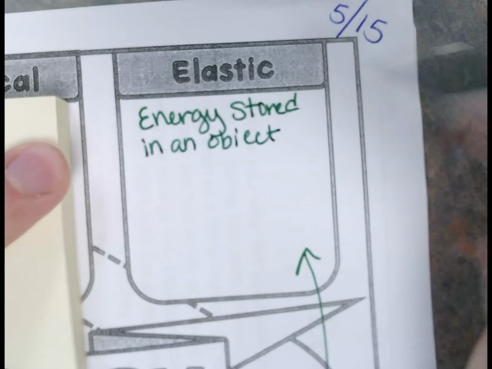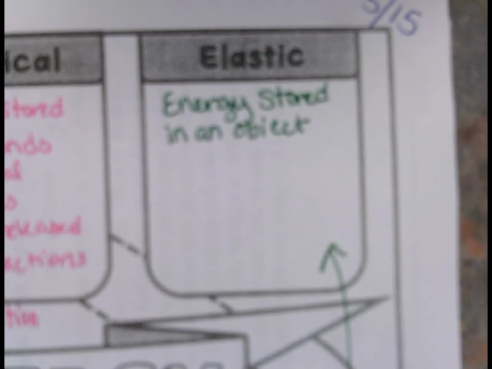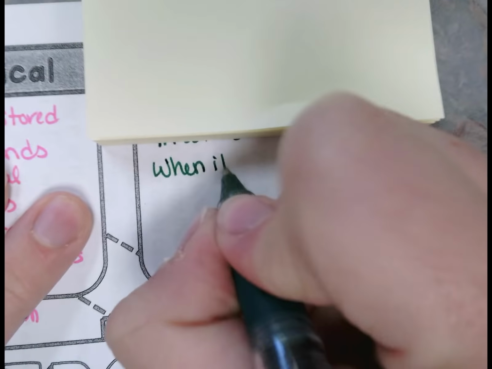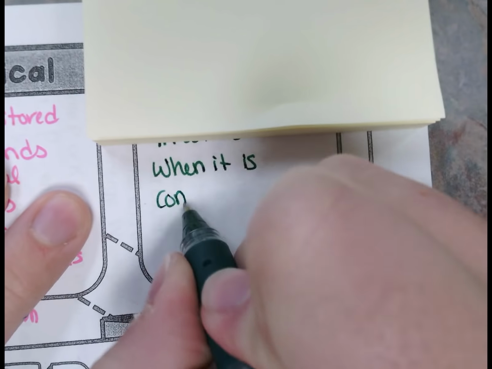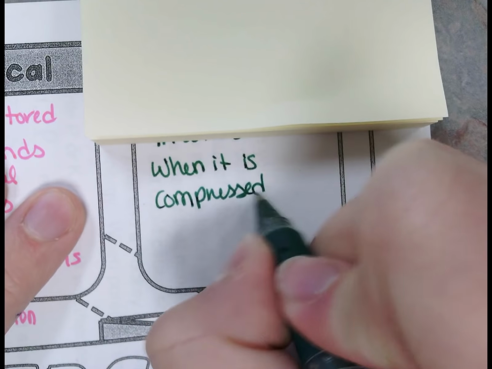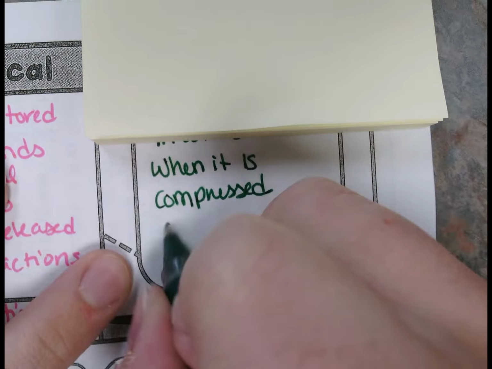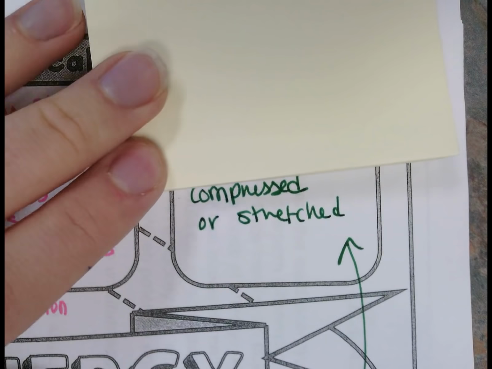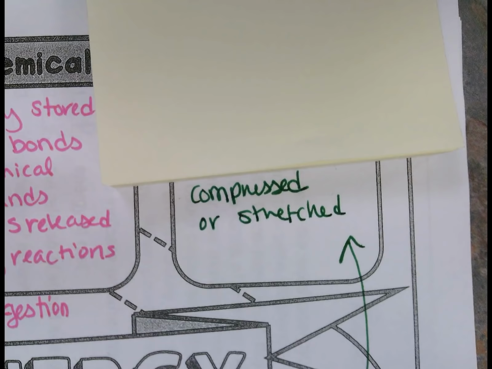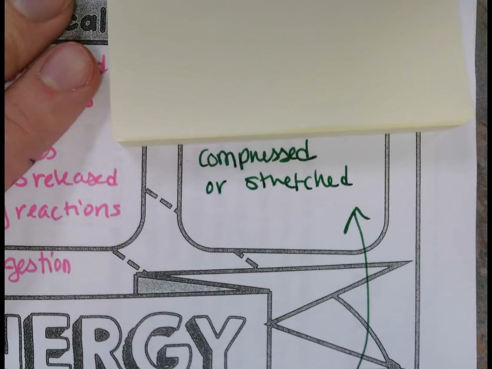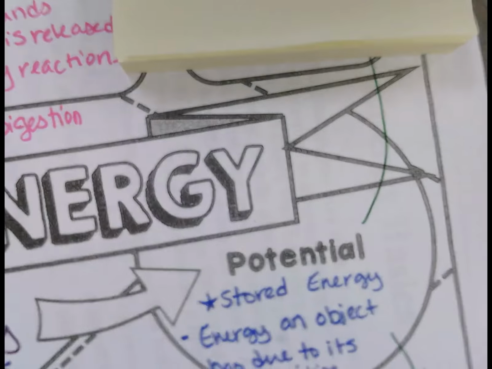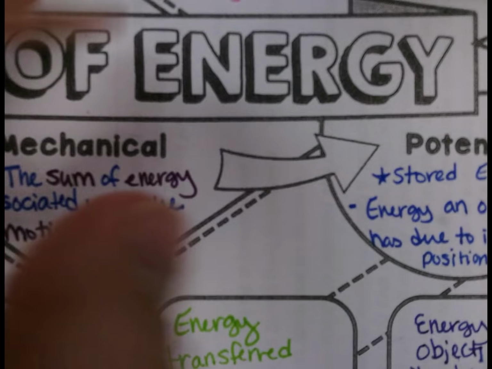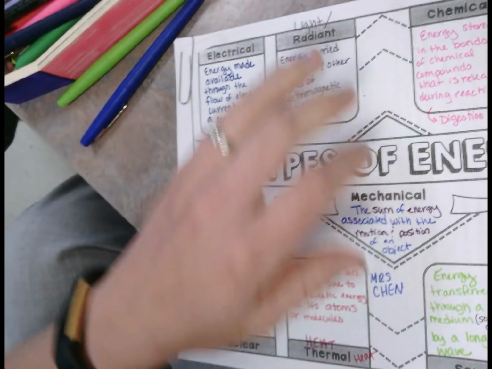So again, it is stored. Stored energy is just potential energy. Energy stored in an object when it is compressed or stretched. So a rubber band has a lot of elastic potential energy when it's stretched all the way to the end. All right, and that's pretty much the forms of energy that you will need to know.